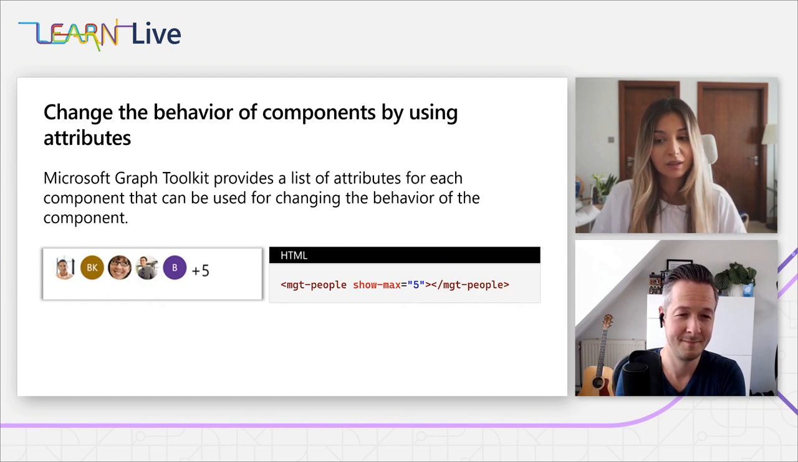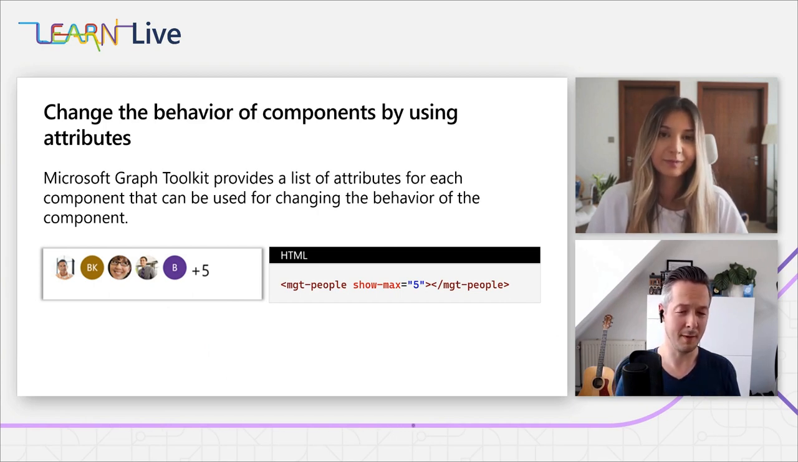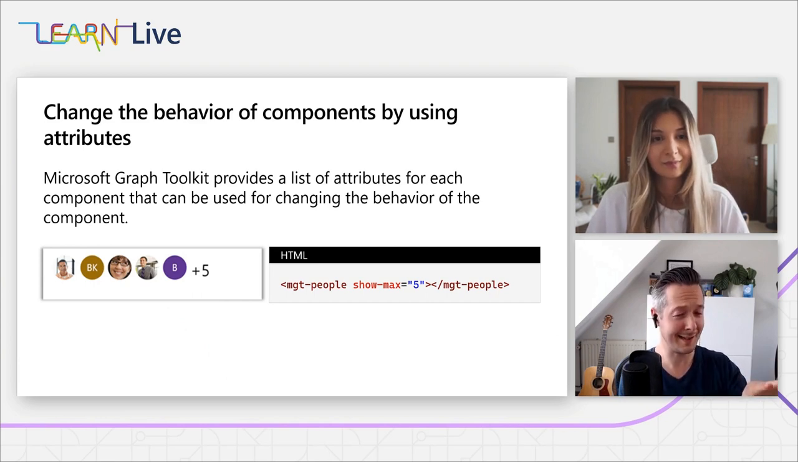So how are we going to do that, Waldek? How are we going to change the behavior of the components? Right. So there are basically three ways. You can change them through attributes. So in this case, let's stay close on attributes.